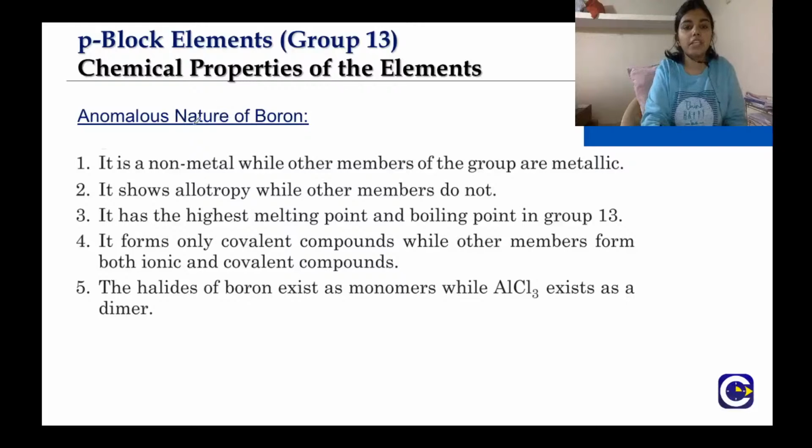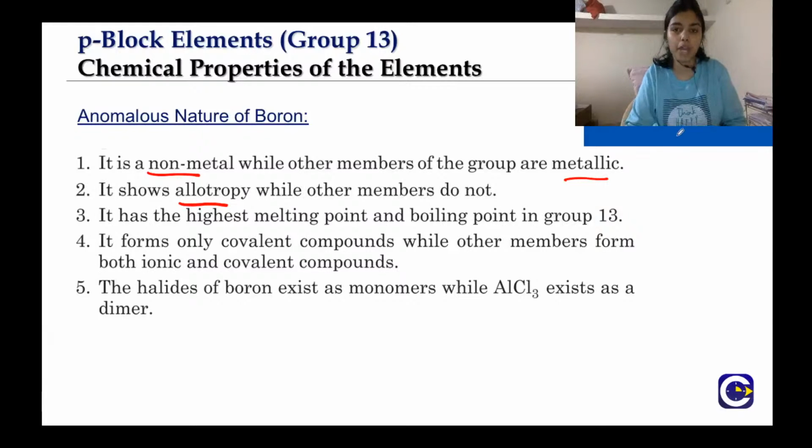Now see, the anomalous nature of boron is how it differs in properties from the rest of the elements. It is a non-metal, while the other members are metallic in nature. First point of difference. Second point of difference is that boron shows allotropy, while other members do not. We have also studied the isotopes of boron, B10 and B11, right? So boron has allotropes, but the rest of the members do not.